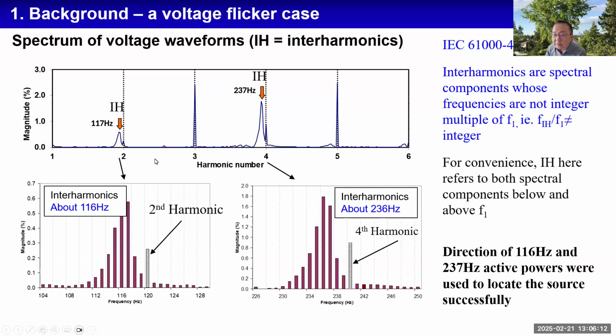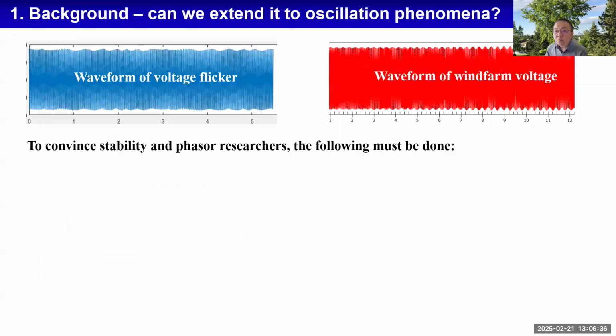In this particular investigation, we used the direction of the interharmonic active power to locate the sources. This was located successfully, and the industry made changes to the filter and solved the problem. Later I will show you the mechanism of interharmonic generation from this case. This work was actually done 20 years ago.